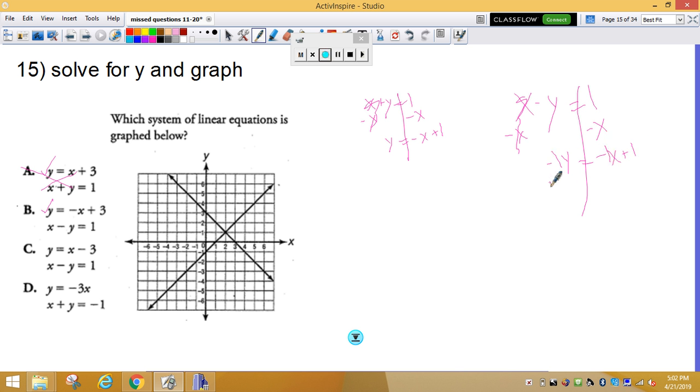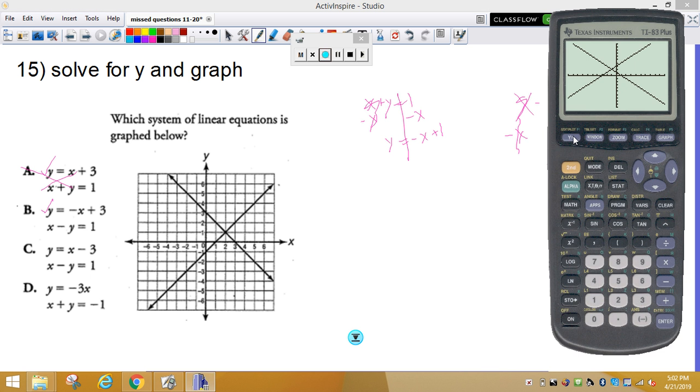Now to move this negative 1, I'm going to divide everything by negative 1. You again should be writing all of this down. So y equals negative 1 divided by negative 1. It's positive 1. Positive 1 divided by negative 1 is negative 1. So let's type those in. Because again, if B is it, there's no point in solving all the rest of them.